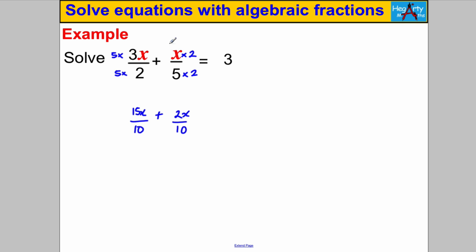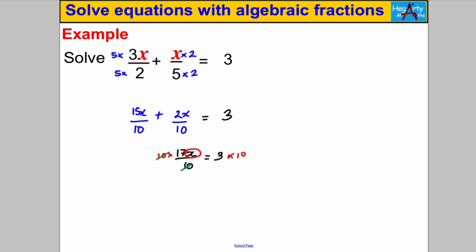And don't forget, this expression here is equal to 3. Collecting that, 15x over 10 add 2x over 10 is 17x over 10, is equal to 3. And now to get x by itself, I'm going to first multiply both sides by 10 to get rid of that factor of 10 on the denominator.